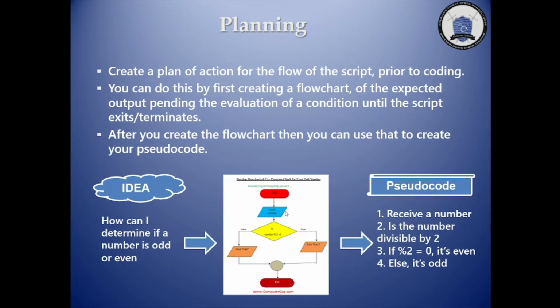So now once we've created the flowchart, then we go ahead and make some pseudocode. So in our pseudocode here, we're going to receive a number. We're going to see, is the number divisible by 2? So in PowerShell, you would do that with the modulus operator. So if the number mod 2 is equal to 0, then it's even, else it will be odd.